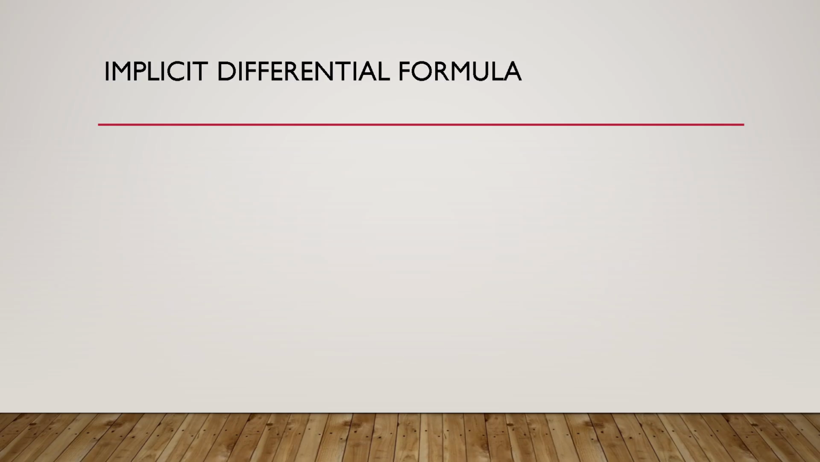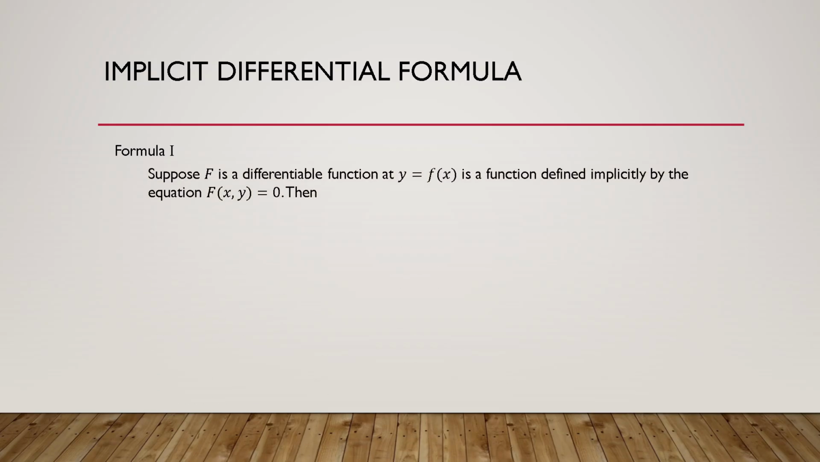Implicit differentiation for a function with two or more variables can take one of two different formulas. For a function in two variables, we use formula 1. Suppose f is a differentiable function and y equals f of x is a function defined implicitly by the equation f of xy equals 0. Then dy dx equals negative the partial derivative of f with respect to x of xy over the partial derivative of f with respect to y of xy, provided the partial derivative of f with respect to y is not equal to 0.